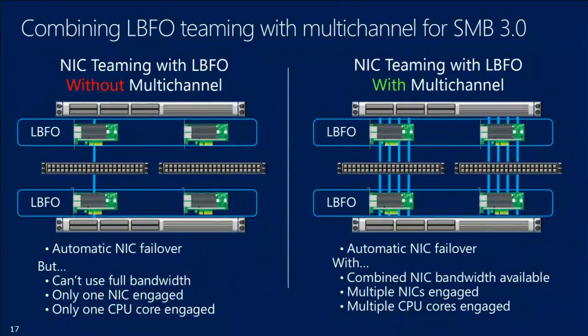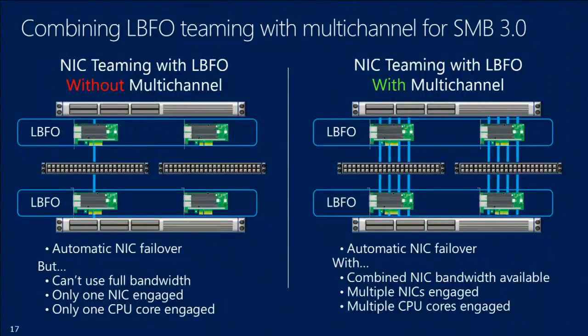The other thing is we were able to take advantage of all the bandwidth, so we could add more and more NICs or adapters and no longer have to do this sort of active-passive technology, but now we could combine the bandwidth of all of them and take advantage of all of the multiple NICs and engage multiple cores.